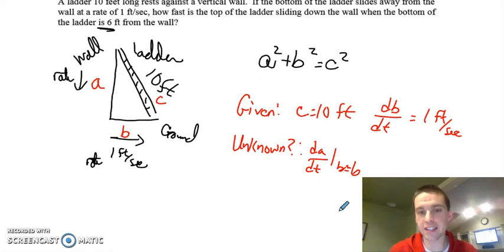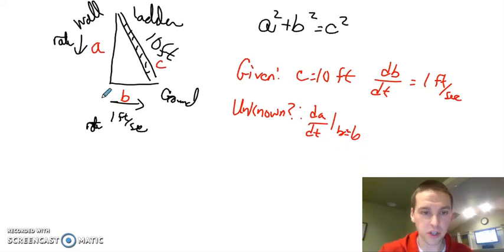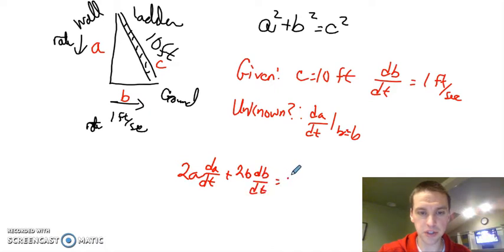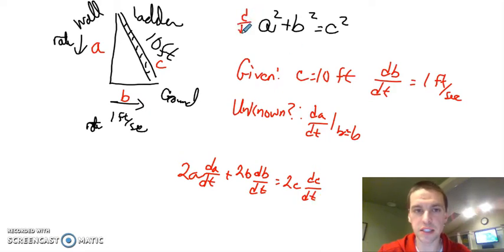We can't find it until we actually have dB over dt, dA over dt. So we're going to take the derivative of a squared plus b squared equals c squared. We're going to get 2a dA over dt plus 2b dB over dt equals 2c dC over dt. Now, where did that come from? I could have put d over dt in front of all of these. To get that, I'm just kind of skipping that step.